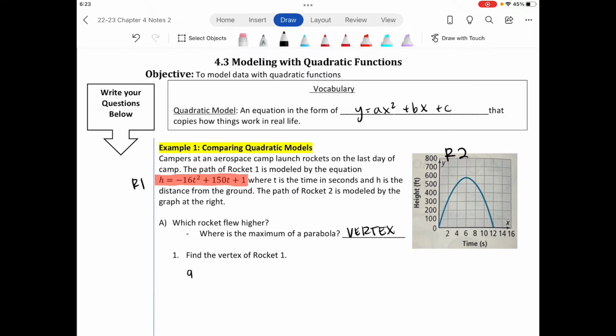First, we need to know our a value, which is negative 16, and our b value, 150. Normally we would say x equals, but since we're using t in place of that variable, we're going to say that t is equal to negative b over 2a. So we'll have negative times 150 divided by 2 times negative 16. And this comes out to be 4.69.